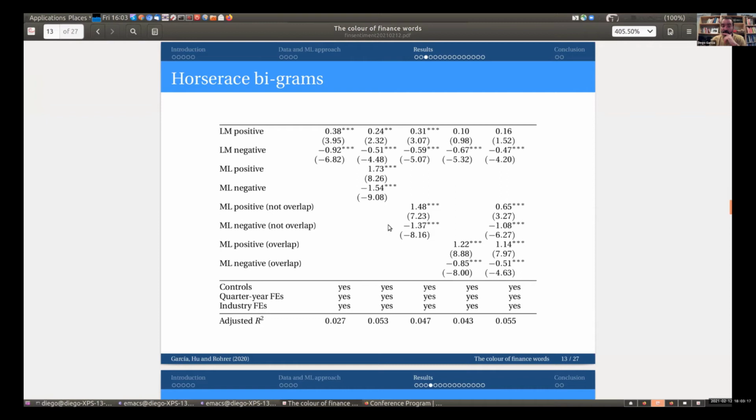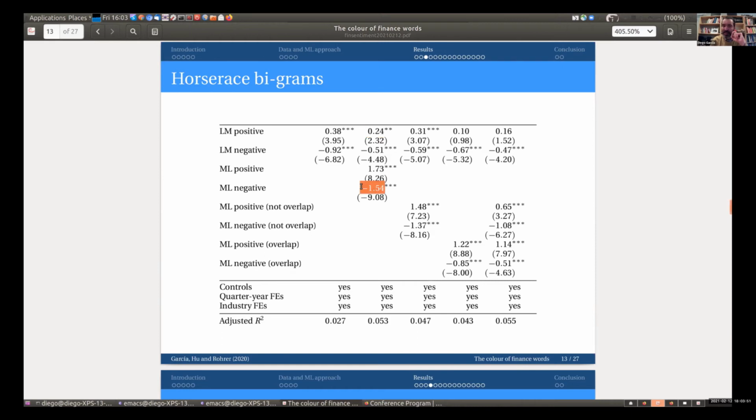Now, what happens if we throw in these bigrams? The bigrams results are basically showing that the machines are measuring sentiment a lot better than Loughran and McDonald. I do want to highlight the size of the coefficients here. I've normalized every single right-hand side variable to have unit variance, and a 1 standard deviation shock to the machine learning sentiment moves the stock prices by 1.7% on the positive side versus 24 basis points for Loughran and McDonald.